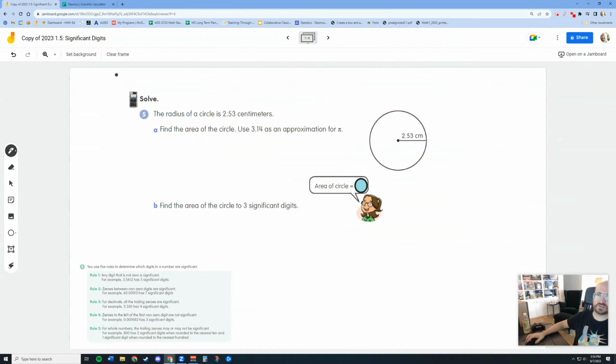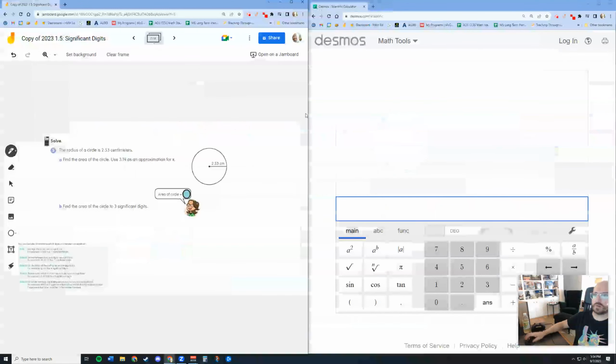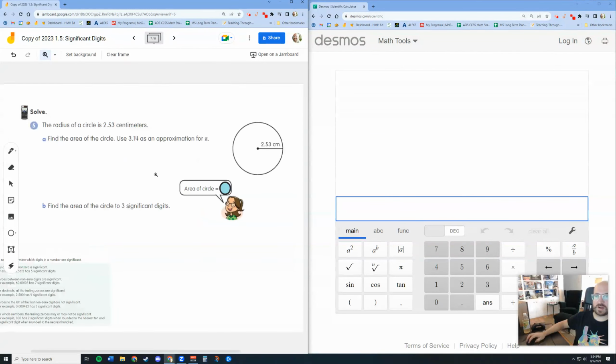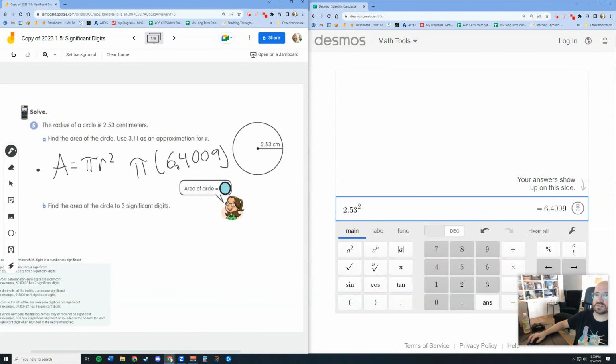Okay, something else. Here's an example of when this would be useful. If we want to find like the area of a very specific measured circle, and do you remember the formula for area of a circle? Area equals pi r squared. And the radius here is 2.53. So if we square that, we get pi times 6.4009. And it says to use the approximation of 3.14. So we're going to multiply that times 3.14. And we get a long decimal.